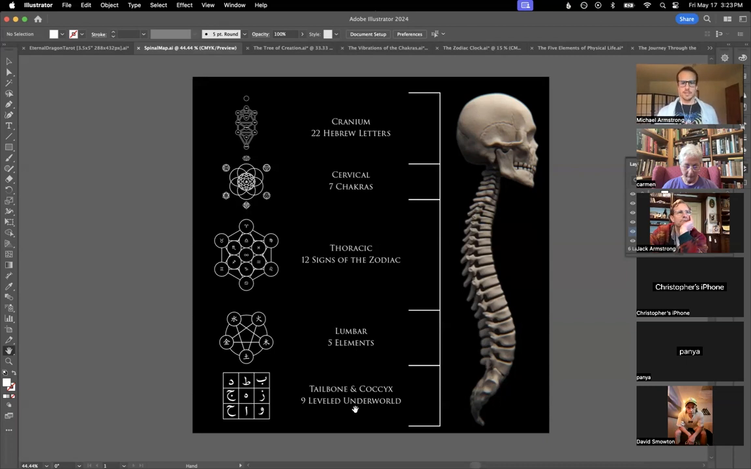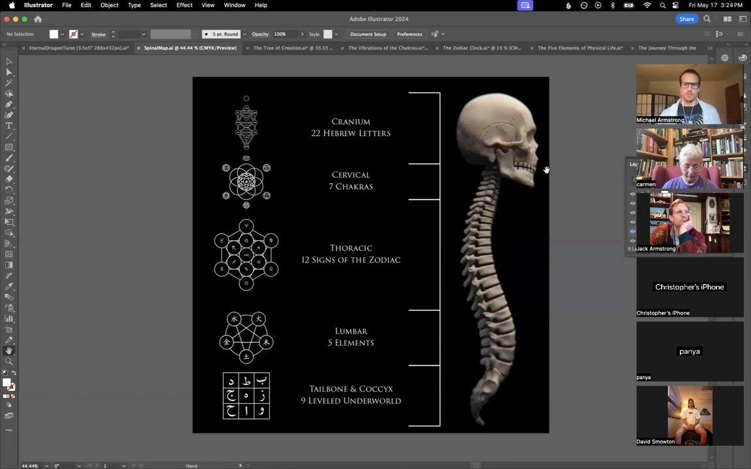The Aztecs have a 9-leveled underworld, or Dante's Inferno. The Norse mythology has a 9-leveled underworld, and there's many that have this 9-leveled view of reality. And so each of these things is looking at a different aspect of what a human being is.